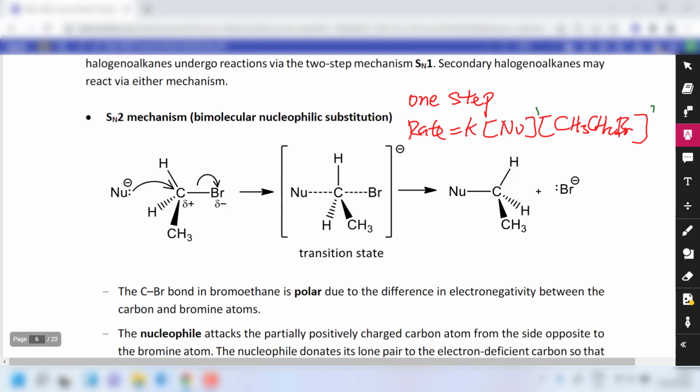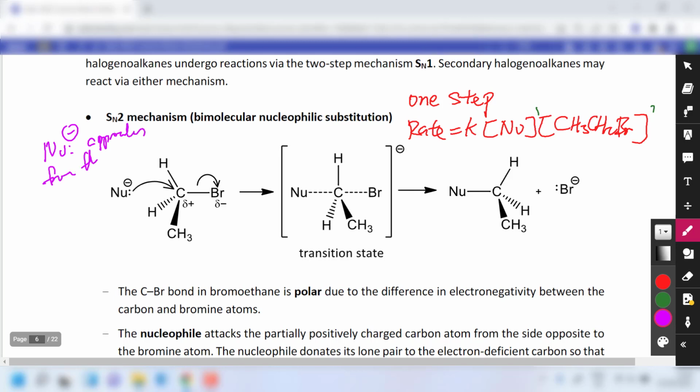First of all, the nucleophile approaches from the rear of the C-Br bond. You can see that the nucleophile actually approaches from behind. Behind is over here, so it approaches from the rear. Maybe I can just write it out here: the nucleophile approaches from the rear of the C-Br bond.